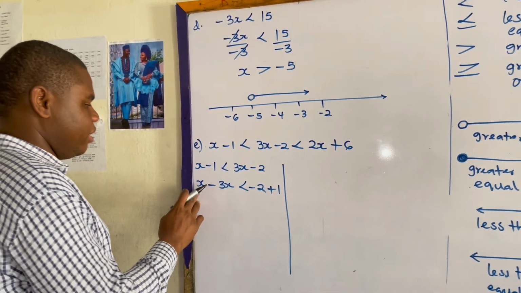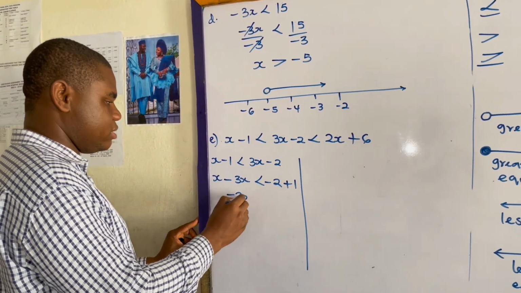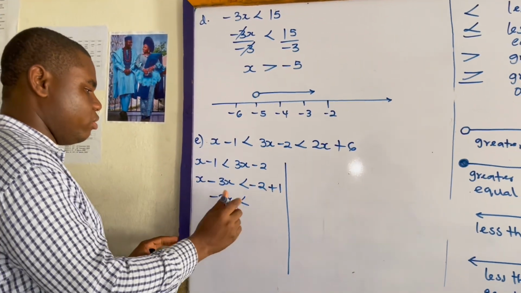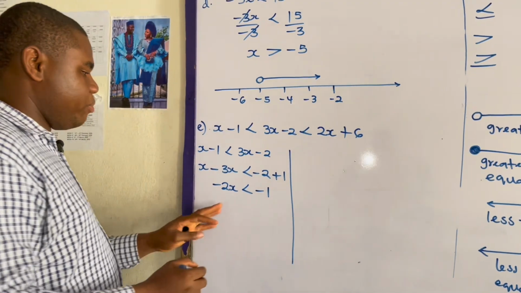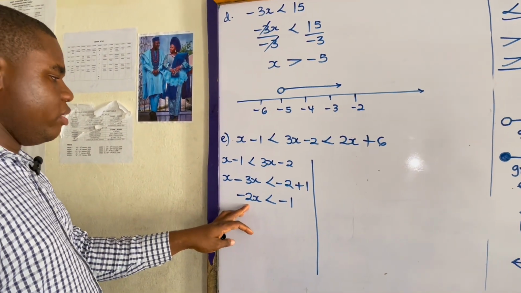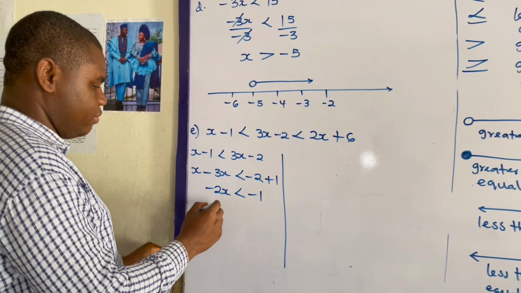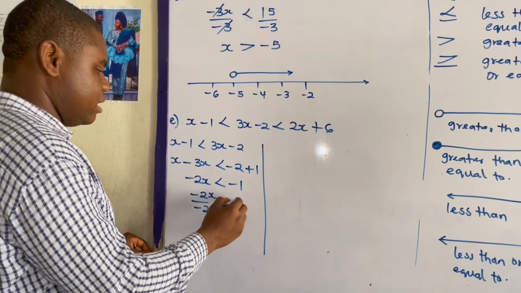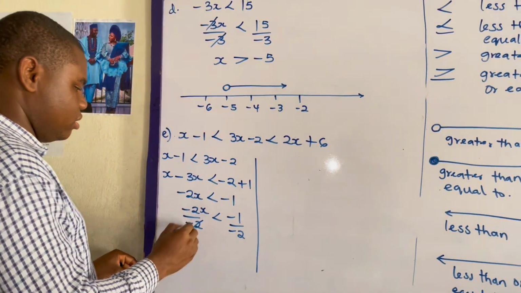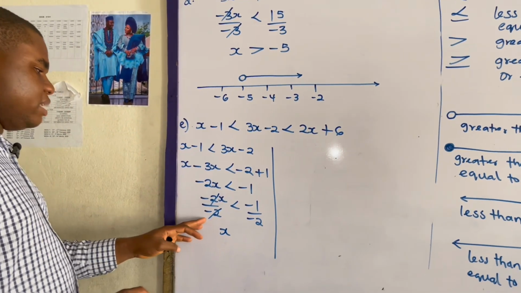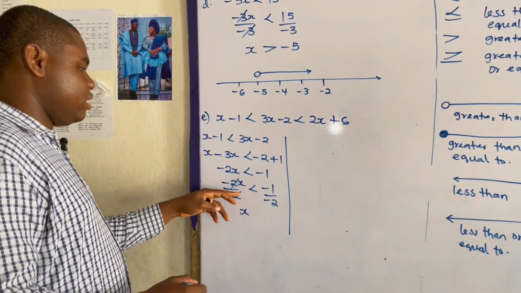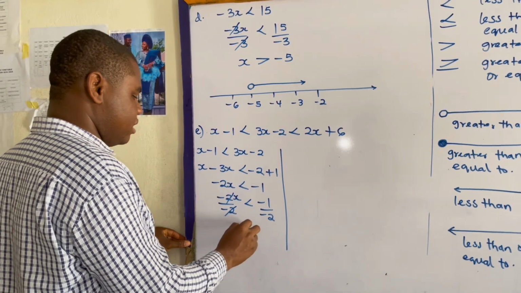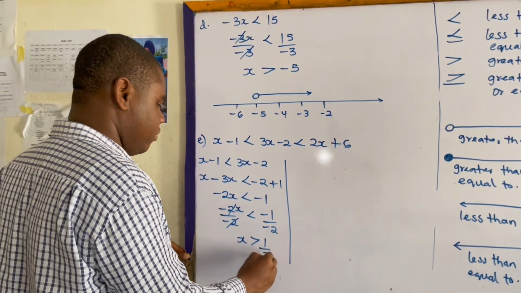In this case now I have x minus 3x gives me minus 2x is less than minus 2 plus 1, which gives us minus 1. So I'm going to divide both sides by minus 2. So I have minus 2x divided by minus 2 is less than minus 1 over minus 2. Don't forget that when a negative number divides an inequality, the sign changes. So this will be x is greater than 1 over 2.